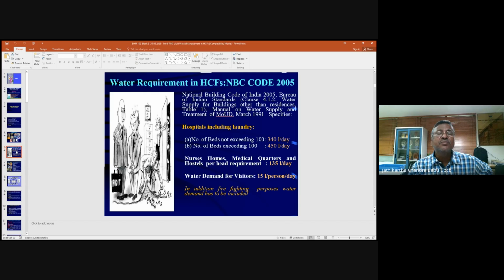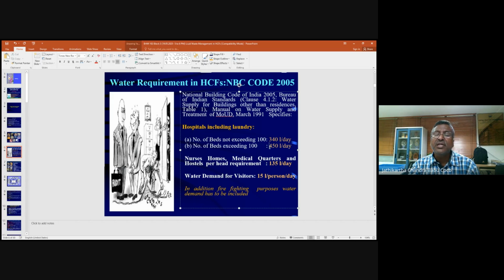Now, what is the water requirement as per the National Building Code, NBC of India? For each hospital with number of beds not exceeding 100, they require about 340 liters per day. Please kindly remember these figures. When I say remember, you have to note it down, because that definitely becomes part of the exam. If the number of beds exceeds 100, then they require about 440 liters per day of water.